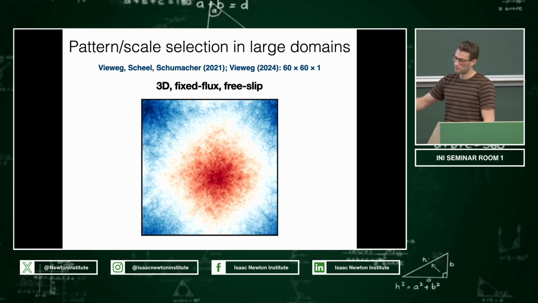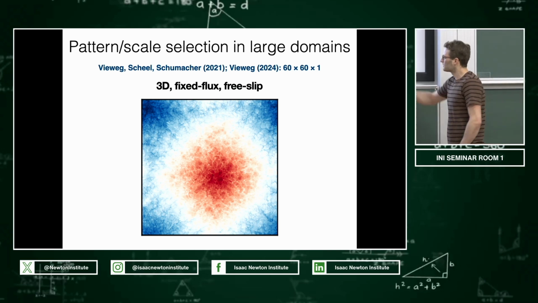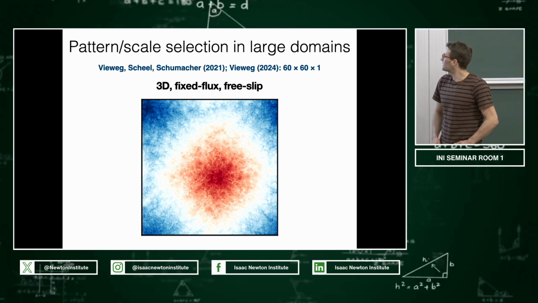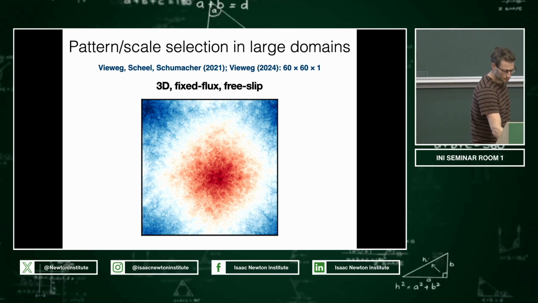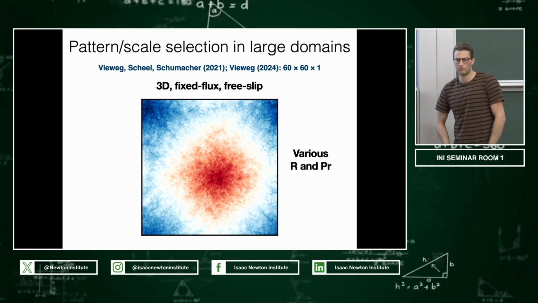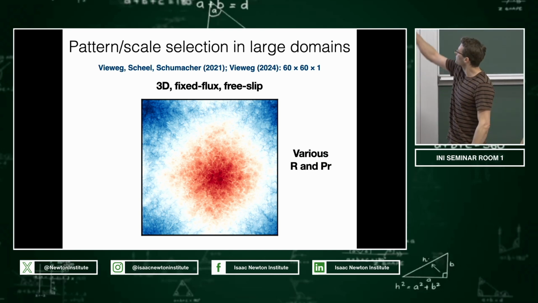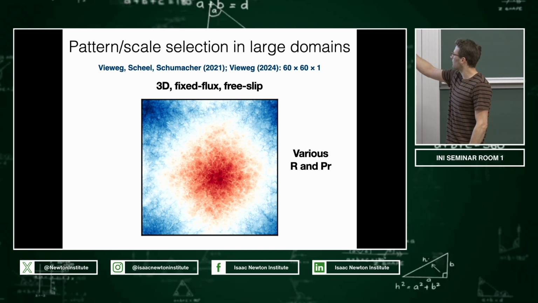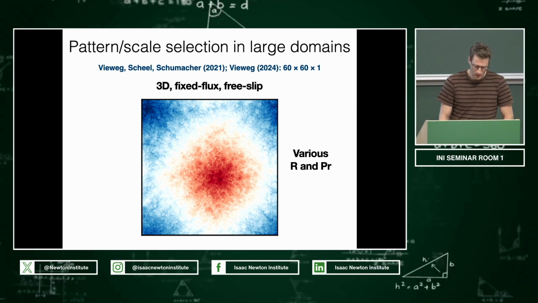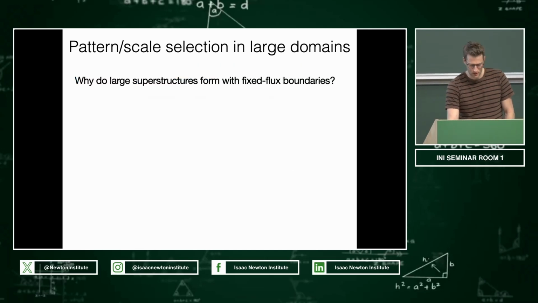So here's the same experiment with fixed flux boundaries, free-slip boundaries. You again find a domain-filling superstructure where this domain is 60 times wider than it is tall. And they found this exact same thing at all combinations of the Rayleigh and Prandtl number that they investigated. In the first paper, they only varied the Rayleigh number. In this 2024 follow-up, the first author varied the Prandtl number over a wide range. So this is kind of a neat and tidy story, at least in 3D.